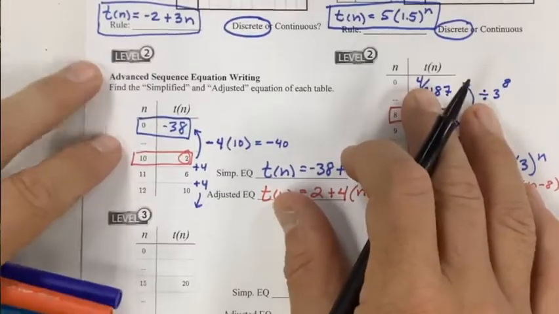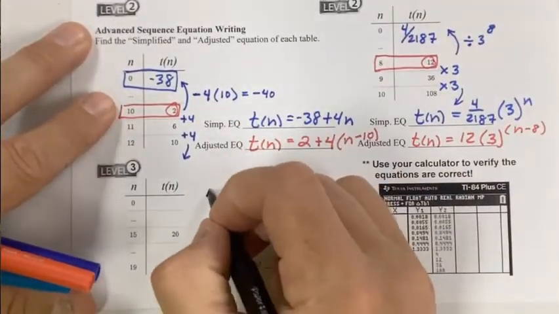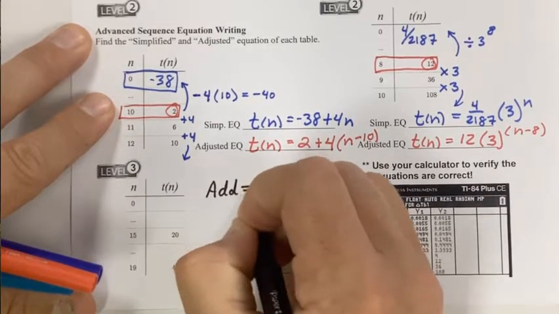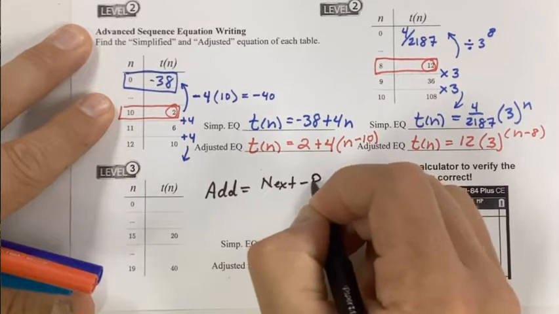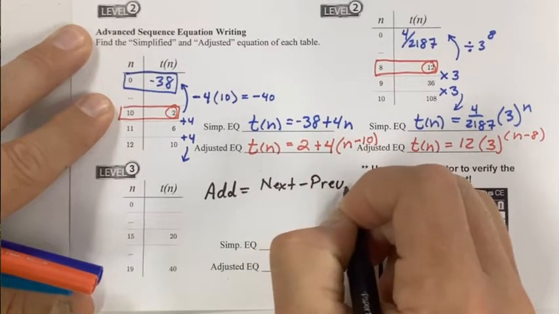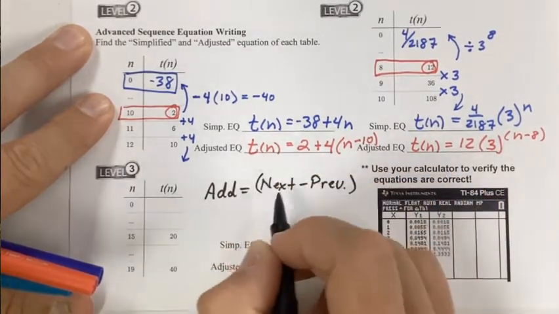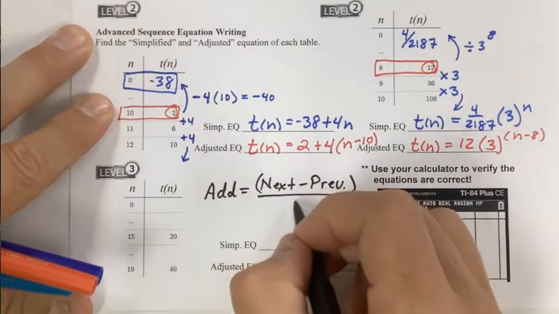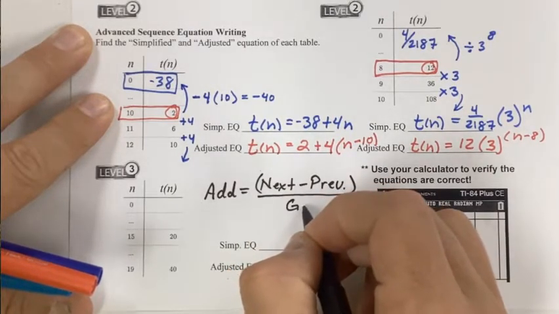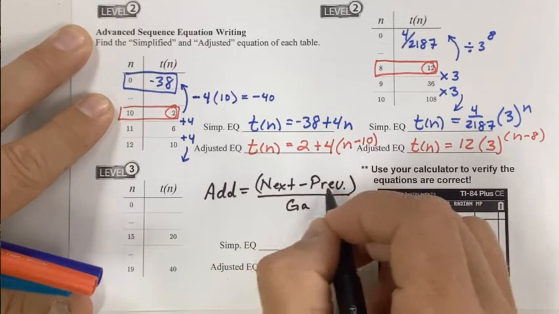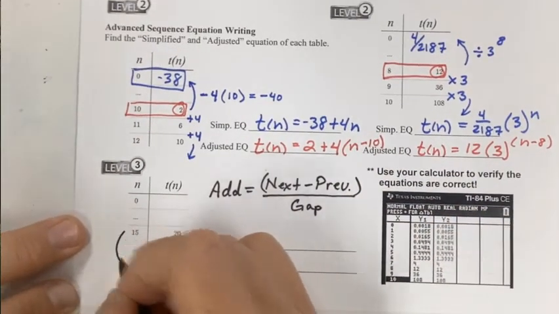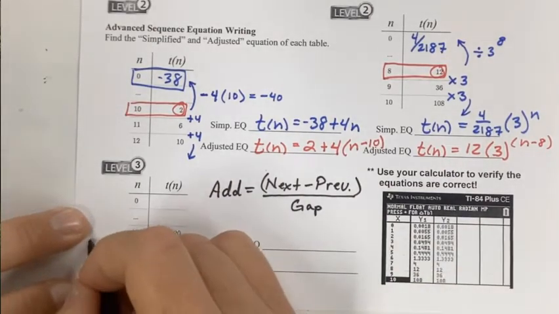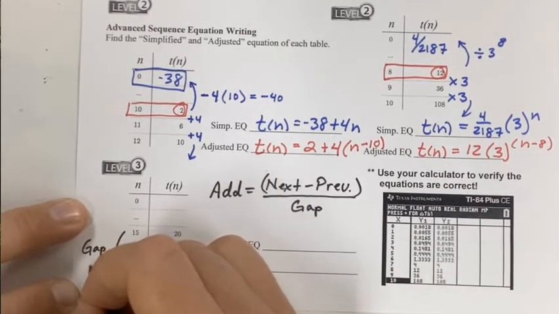You're still going to say next minus previous. Let me write it out here. So the adding amount is found by doing next minus previous. And it's also important on your calculator that you do parentheses around those two numbers. And then you're going to also divide by the gap. We're trying to find the rate at which it's changing, and that is going to be next minus previous divided by the gap. The gap in this case right here is the distance between those two coordinates. In this case, the gap is 4, okay?